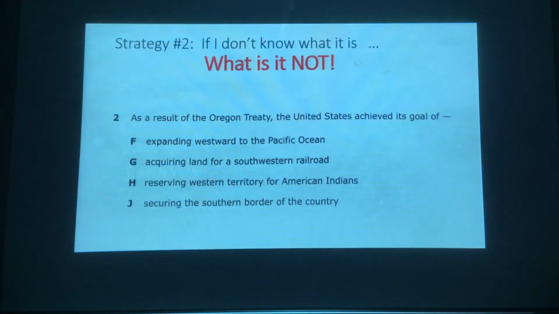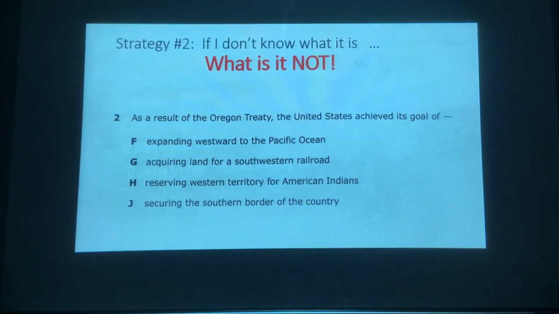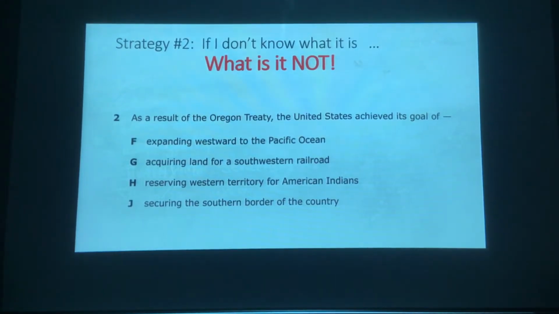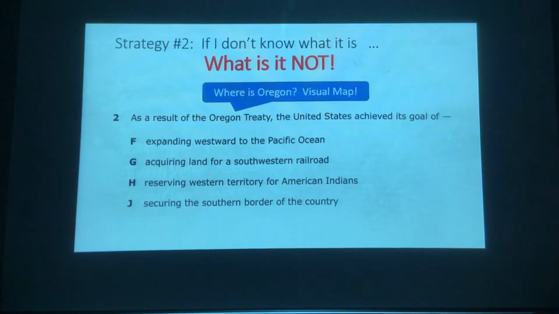All right. Strategy number 2. If I don't know what it is, what is it not? So here's a question. As a result of the Oregon Treaty, the United States achieved its goal of F, G, H, J. There's your answers. So first of all, where's Oregon? Use your brain and create a visual map. There's a map of the United States. You know where Oregon is on the map. Then start crossing out, not actually crossing them out, but in your mind, cross out the ones that don't make sense.